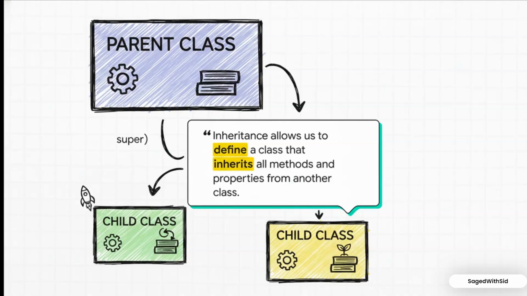The real power of these blueprints shines with something called inheritance. So imagine you have a blueprint for a basic vehicle. Then you can create a car blueprint that inherits everything from vehicle, but then adds something new, like a number of doors. It lets you build on work you've already done. And that super function, that's the key that lets the car use all the original vehicle features before adding its own stuff.